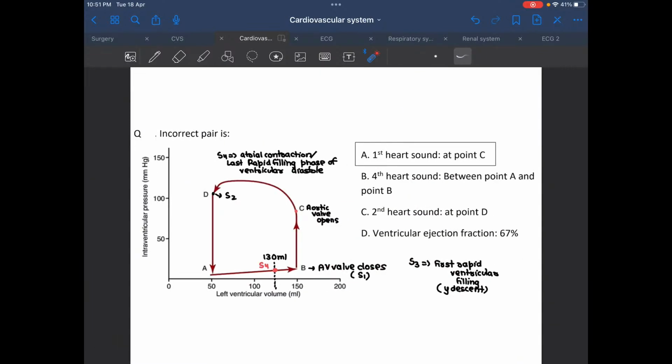I think you can solve it on your own as well. So the incorrect pair is, ठीक है, so let's just try to solve it. So they're saying that point A पे the first heart sound at point C. You can solve it on your own. I'm going to display it. ठीक है, and just make yourself comfortable and just try to solve this MCQ.